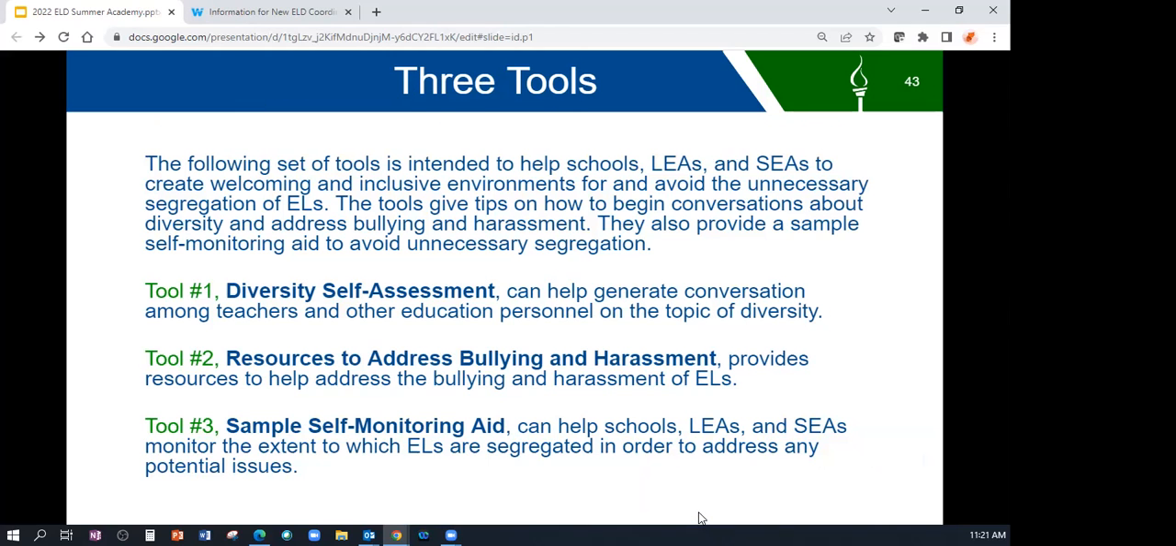And there are 3 tools that go with this. There's a diversity self-assessment tool, resources for addressing bullying and harassment that might be aimed at English learners, and a sample self-monitoring aid to help you see the extent to which you're segregating your students and address some issues that you might have in that area.